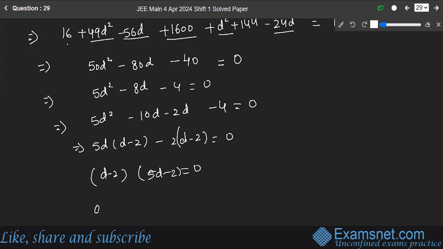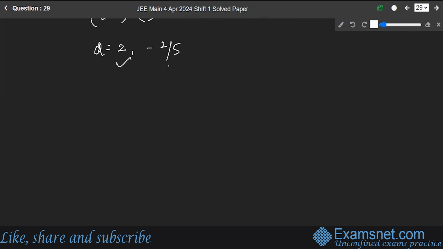5d minus 2. So d can be equal to 2, or it can be... wait, there is something I have done. Okay, sorry, here it was plus 2d, and here was plus, and here it is plus this way. Okay, so this will be minus 2 by 5. So d can have two values. It can be equal to 2 or minus 2 by 5.